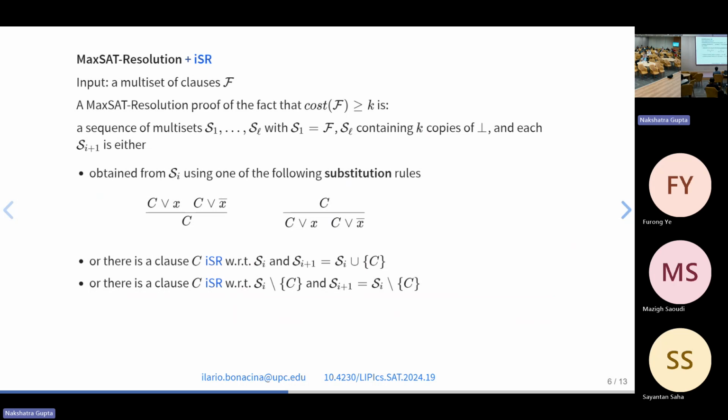And of course, we could add without-loss-of-generality symmetry reasoning in this way. If we have a clause C that is ISR with respect to the multi-set we are in, we can add it. Or if it was redundant, if we removed it, then we can remove it. So in some sense, answering your question, Neil, some sort of deletion is allowed, but you only delete when you already know it's redundant, so it's not a generalized deletion.